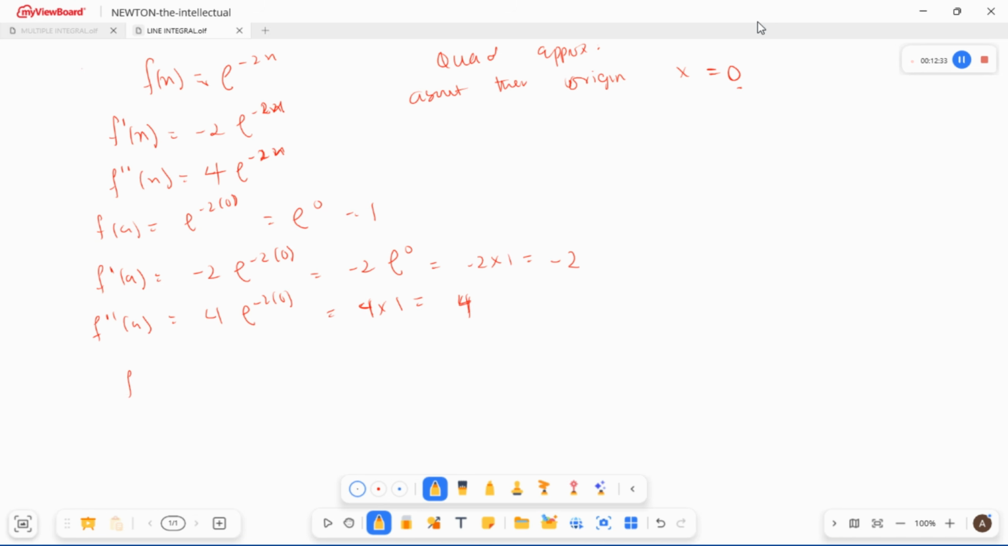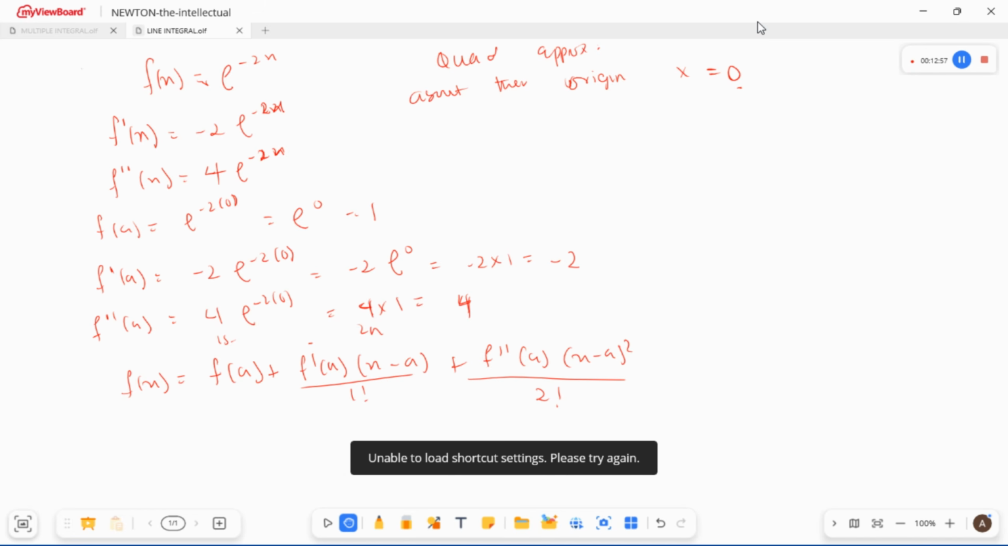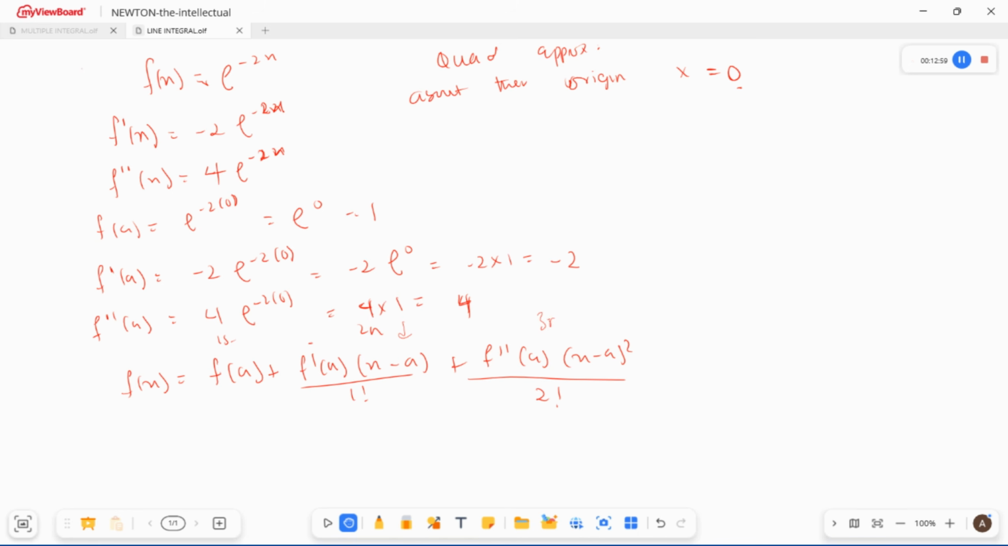Now let's solve. So we have f of x to be equal to, don't forget our formula is f of a plus f prime of a multiplied by x minus a over 1 factorial plus f prime prime of a x minus a squared over 2 factorial. This is our first term, this is our second term, and this is our third term.